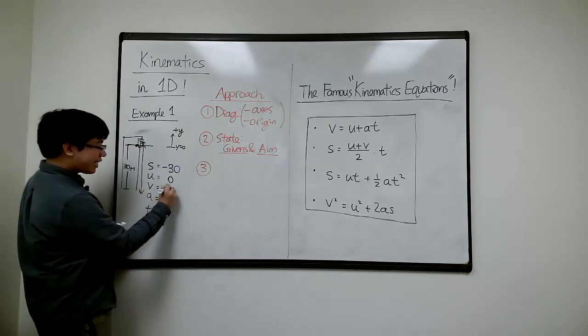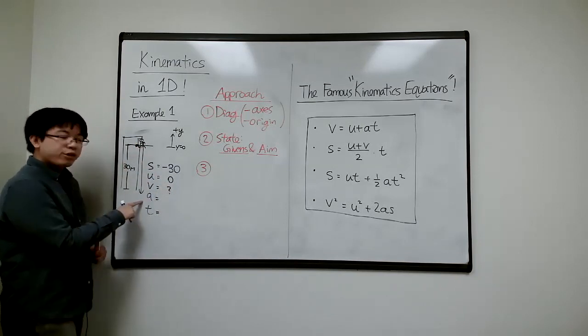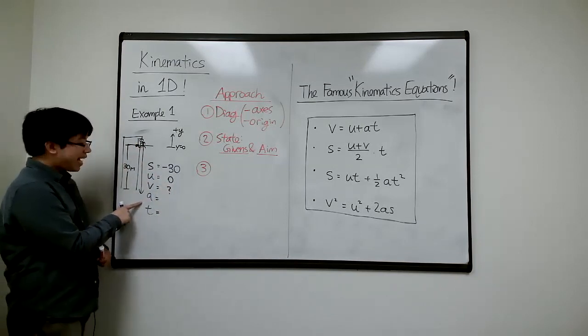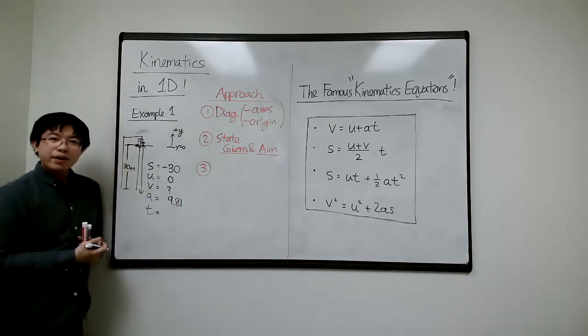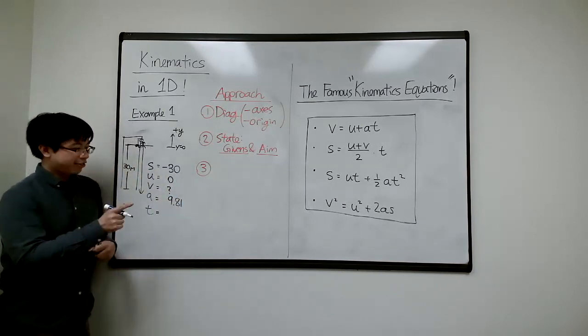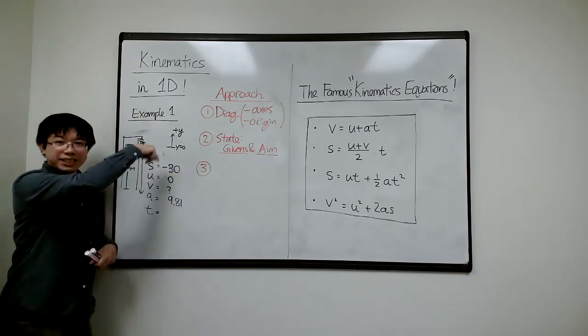The final velocity, I don't know what it is. Do I know the acceleration? Yes, because everything falls with 9.81. What am I missing? That's right, the sign, because this is positive or negative.